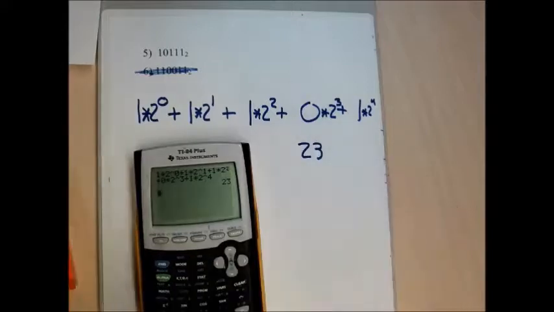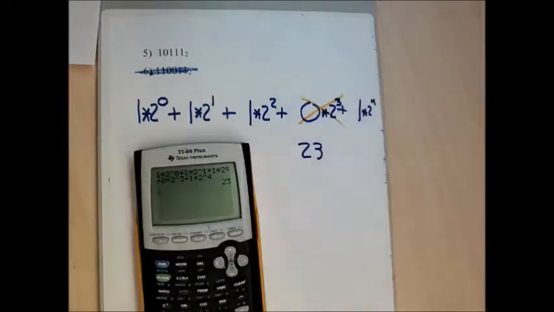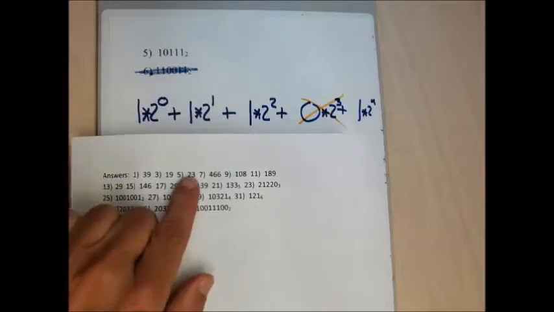I did more work than I have to do, because like this piece right here, I really didn't need to enter that. 0 times anything is 0. Had I not entered that, I still would have gotten 23 for an answer. And some of these exponents I could have done in my head, but sometimes when I do work in my head, I make mistakes. So the answer to 5 is 23.